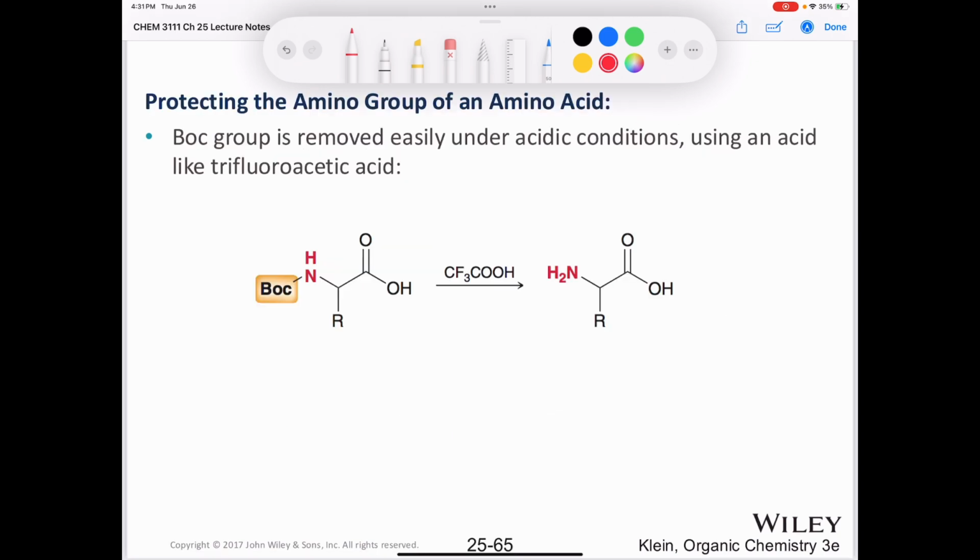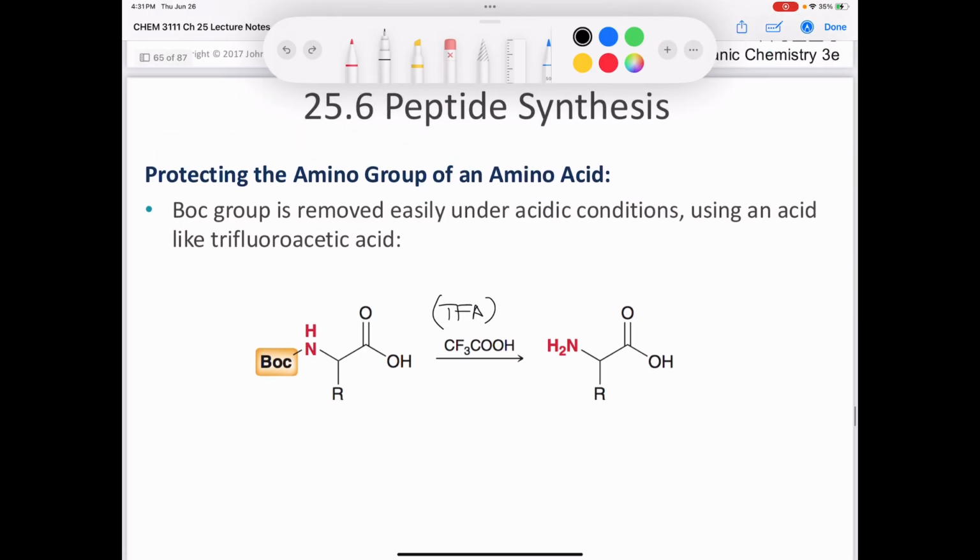Now that we know how to protect the amine with the Boc group, we have to know how to remove it. And the way that we remove it is by using trifluoroacetic acid. And oftentimes we just use the acronym TFA for trifluoroacetic acid. And this is one of the easiest reactions you can maybe do in all of organic chemistry that I can think of anyway. It works extremely well.